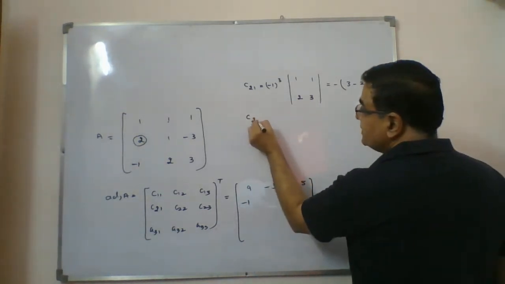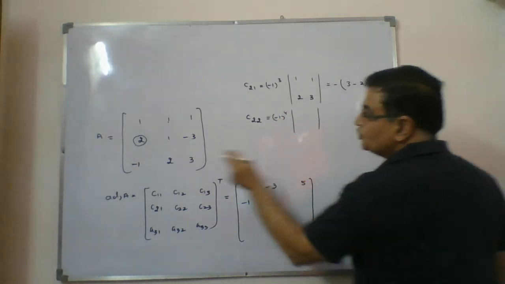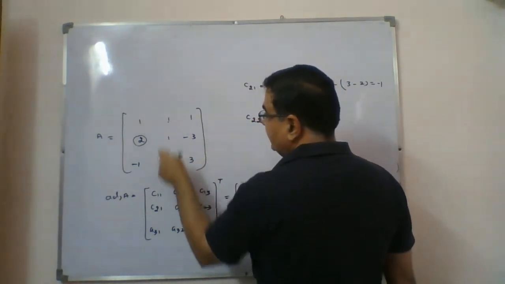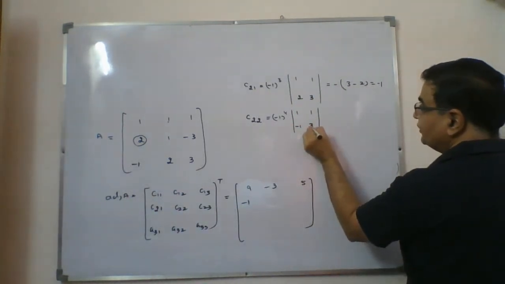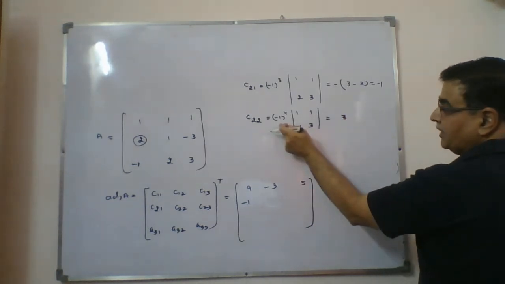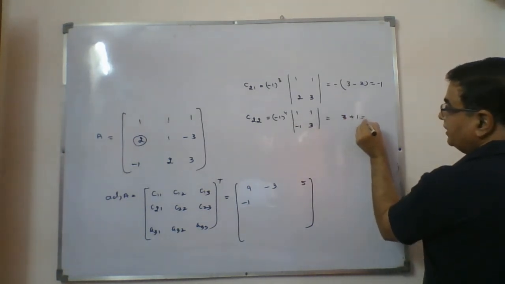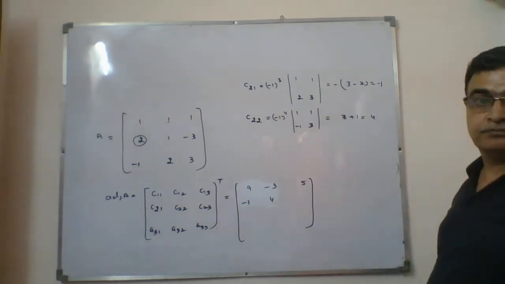Then we go for C22. Minus 1 power 4. 2, 2 means this element. Leave this, leave this. 1, 1, minus 1 and 3. So what will it come to? 3, because this is plus, 3 plus 1 comes out to be 4. So the next cofactor is 4.